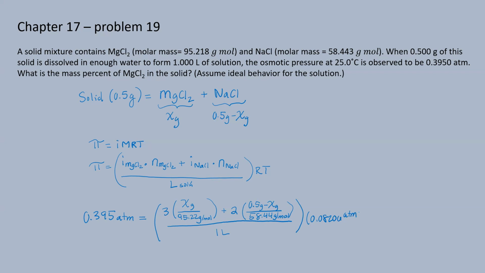So since they gave me osmotic pressure in atmospheres, I want to use the little r and change my temperature into Kelvin. So technically the chemistry is done at the point when you're like, oh, I've got to use the osmotic pressure equation. All the rest that I'm doing here is going to be algebra. So if we solve for X, what we end up getting is 0.35 grams.